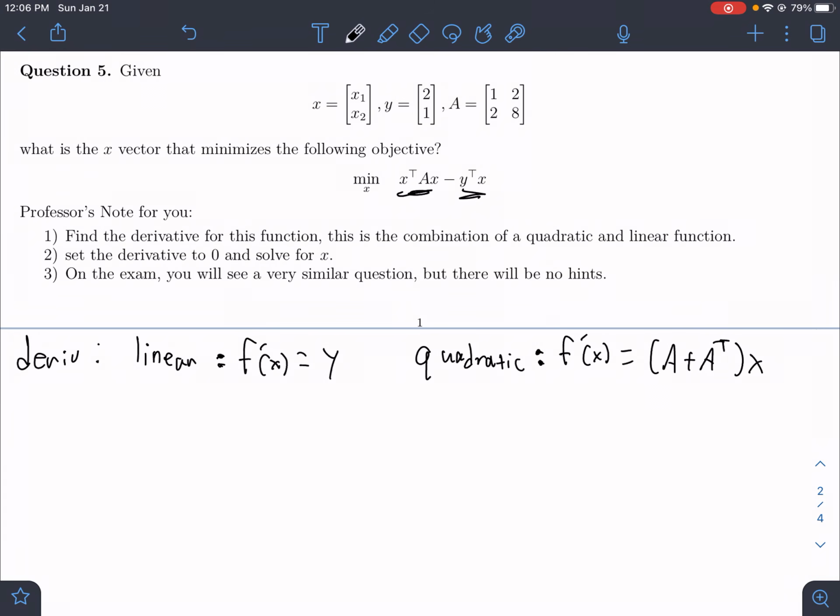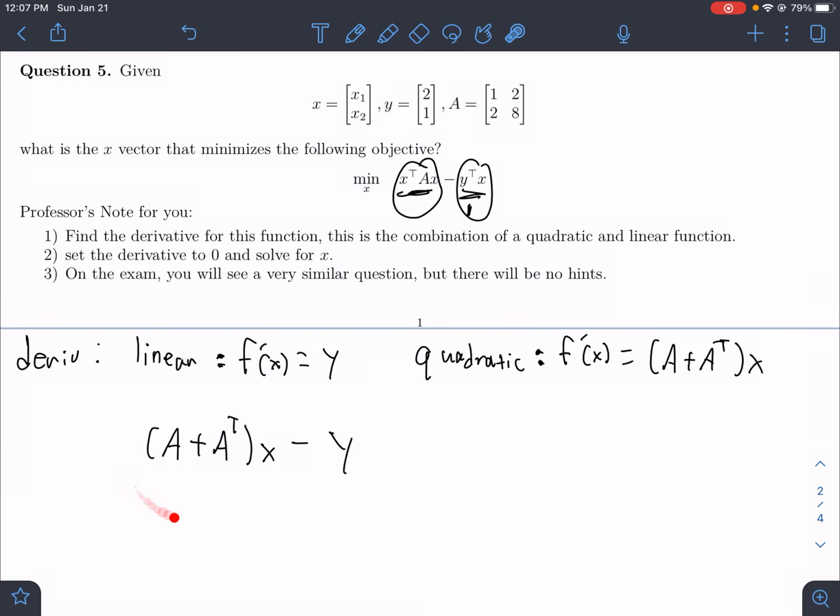Okay, so now that we have that in mind, we can just swap out these functions for the derivatives. Let me just state this. So this is the linear, and this is the quadratic. So we're going to do a plus a transpose x, minus y. And this is the derivative.